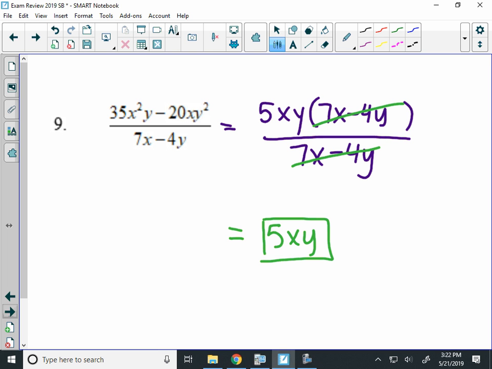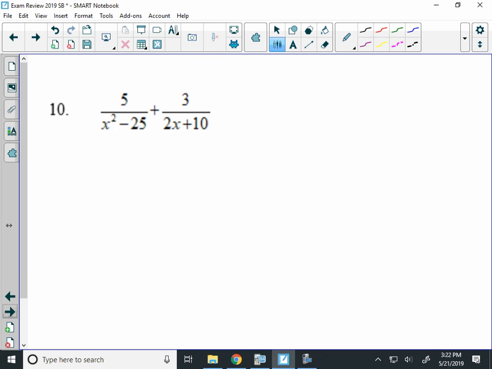All right, those are the super simple ones. Factor, cancel. Number 10, I'm adding fractions. In order to add a fraction, you need a common denominator. Here in these problems, in order to find the common denominator, I want you to factor, and then we'll figure out what we need. The left denominator is x plus 5, x minus 5. The right denominator is 2 times x plus 5.